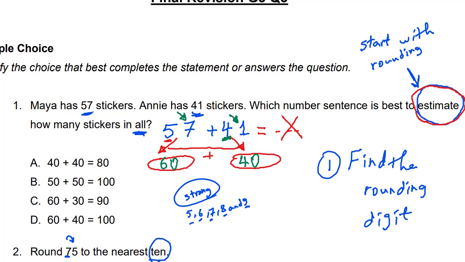If you check here, 60 plus 40 equals 100, so the correct choice will be the last one, D, this one. Okay.